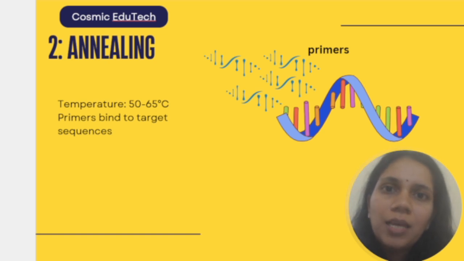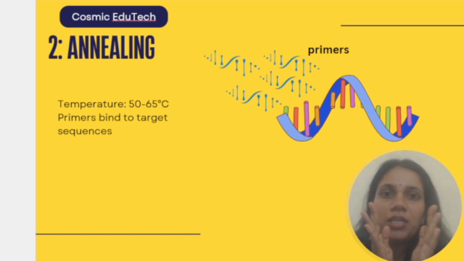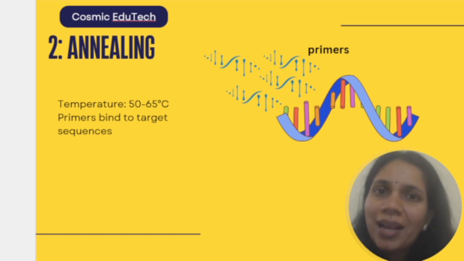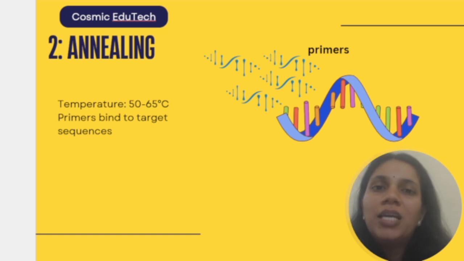Let's talk about the next step, that is the annealing. Annealing is something like binding or joining. So here the temperature is now slightly lowered from the previous stage, that is, somewhere around 50 to 65 degrees Celsius. The lower temperatures are going to allow the primers to bind or anneal to their complementary sequences on the single-stranded DNA. And these primers act as the bookmarks which will define the point from where the copying of the DNA has to start. So here the point to remember is the annealing temperature and the involvement of the primers.